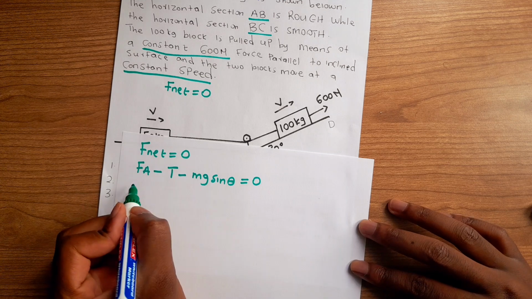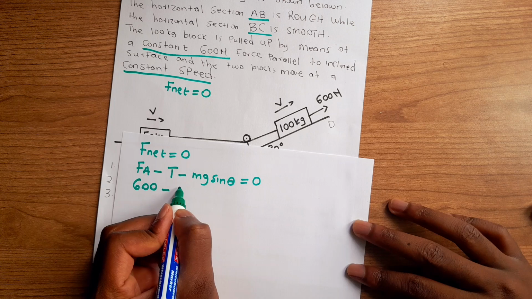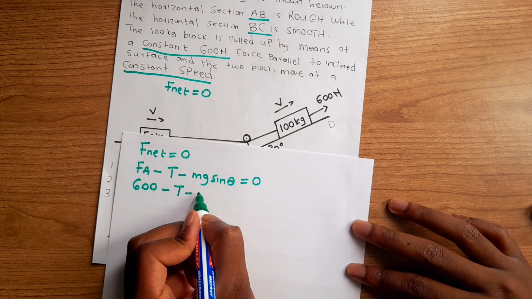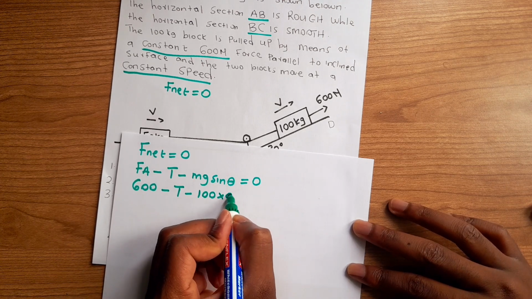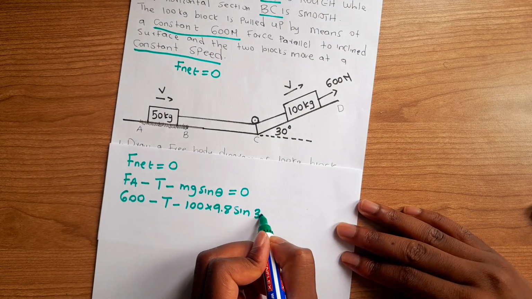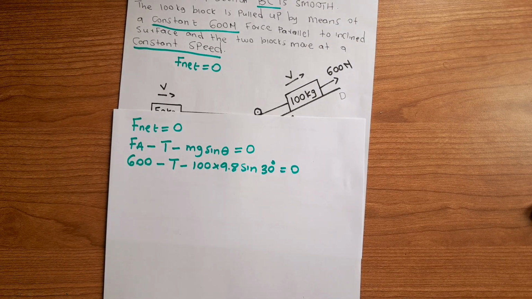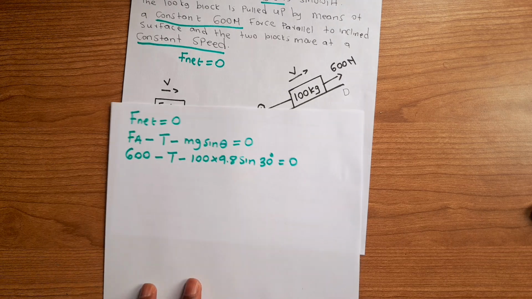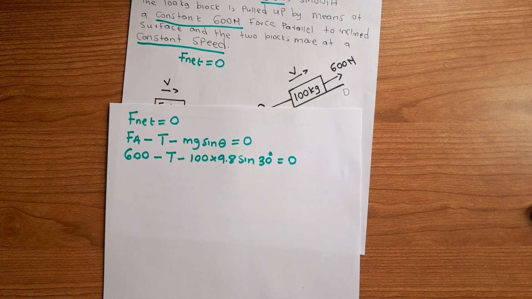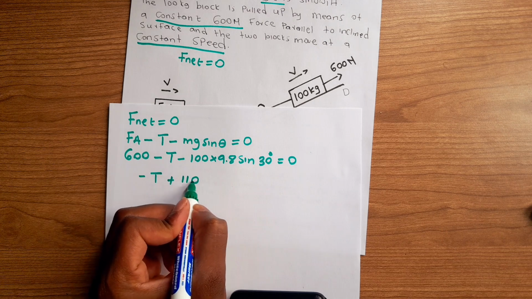So the applied force is 600, the tension force is what I'm looking for, the mass is 100, gravity is always 9.8, the sine, and you can see that my theta is 30 degrees, and this equals 0. So I'm going to hit my calculator to find the value of all of this. 600 minus 100 times 9.8 times sine of 30, I get negative tension plus 110, that equals 0.